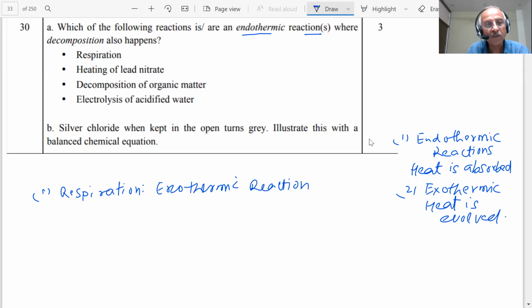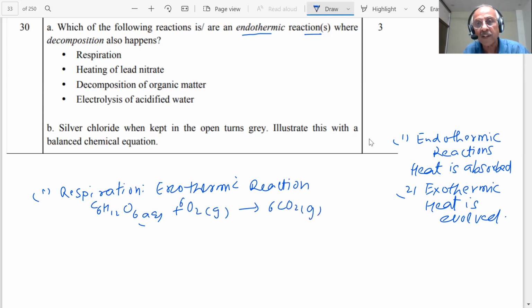You can see the reaction in the NCERT book. This is our glucose, and you are inhaling oxygen gas. The result of this is that you are producing carbon dioxide gas, water, and heat or energy. This is an exothermic reaction.